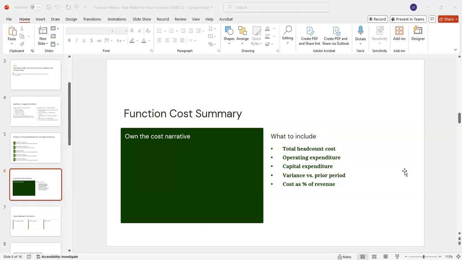And then finally, just as a matter of tying your function to the rest of the business, do track these costs as a percentage of revenue. So those are some of the items you typically would see in a finance cost summary.